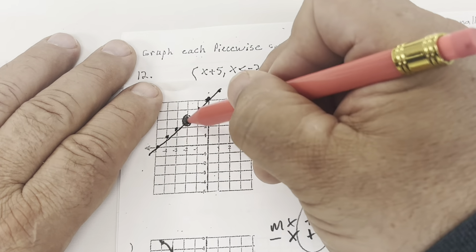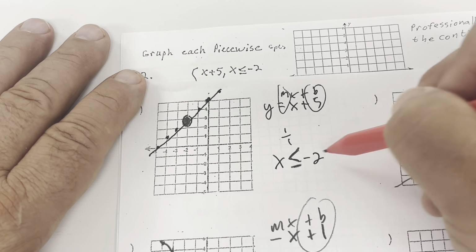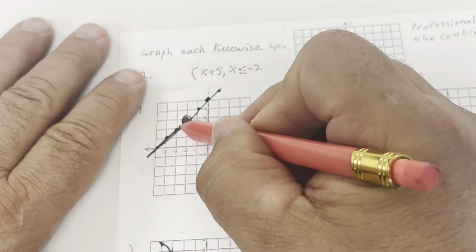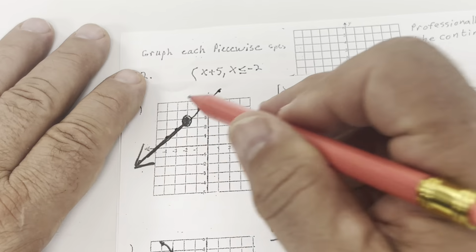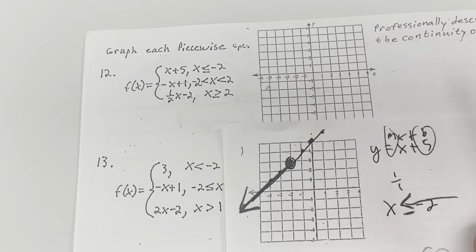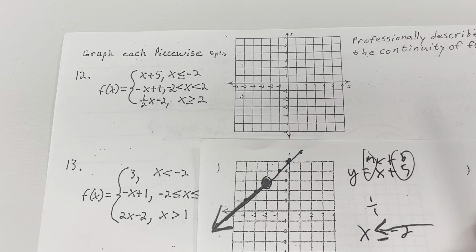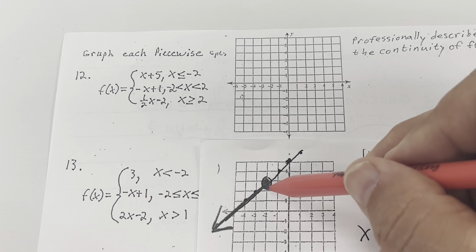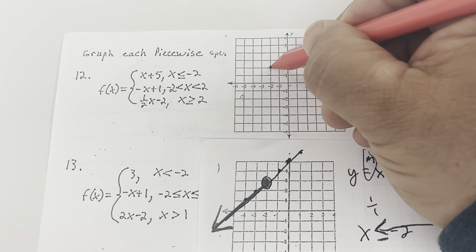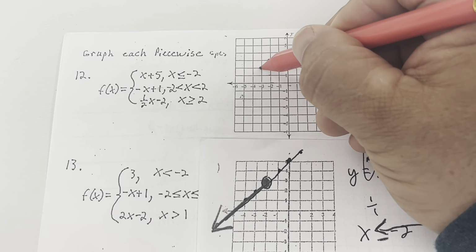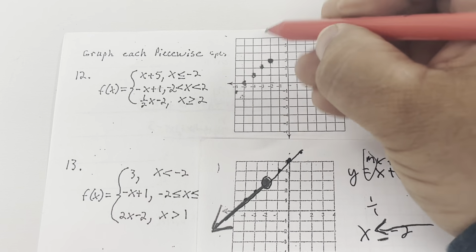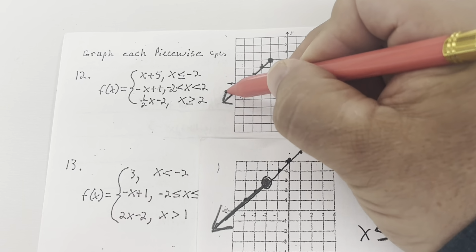Because there's a line under it, I close that circle in. I don't leave it open. Arrow points to the left. I'm only interested in that piece going off to the left. I'm going to copy that piece up on my graph paper. So I go left 2, up 3, close circle, down 1, left 1, down 1, left 1, down 1, left 1, arrow going out away from it to the left.